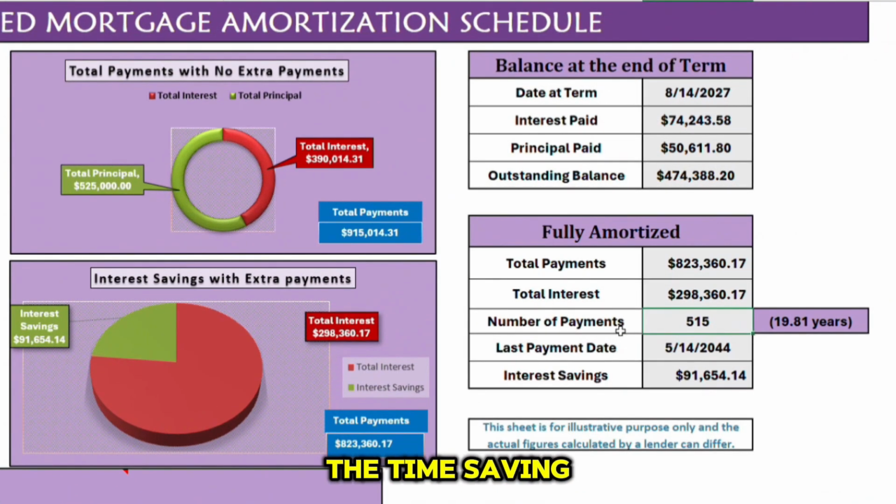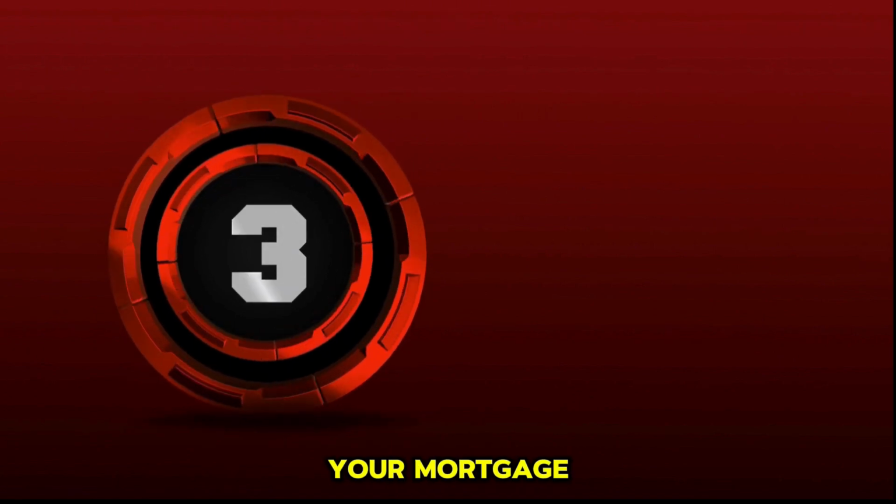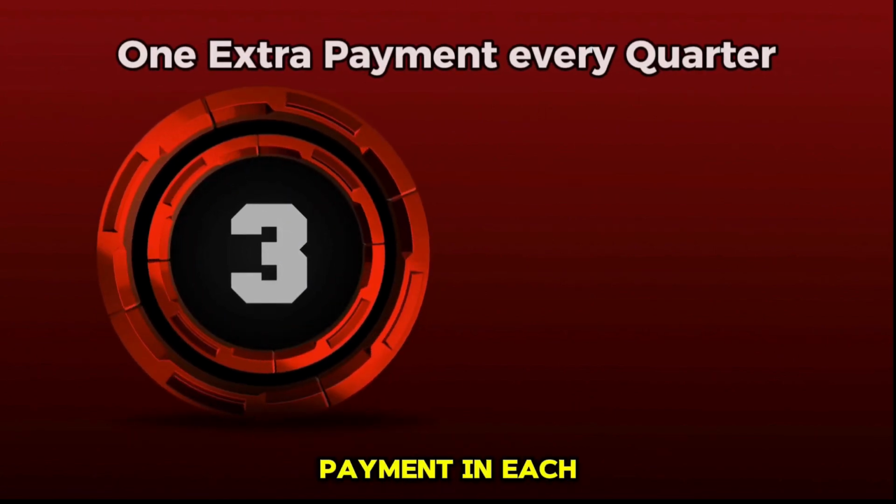What will be the time saving over here? The 25 years mortgage will be paid off in less than 20 years. Now let's jump to the third simple and effective method to pay off your mortgage. That is to make one extra monthly payment in each quarter.